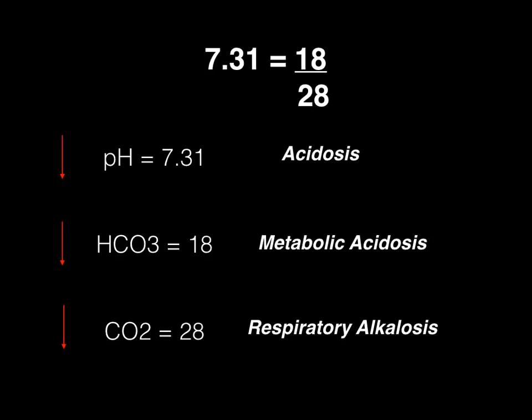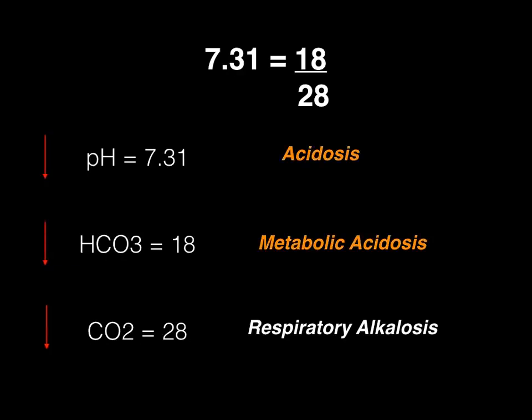So now we've named all three of these deviations from the normal values. We then have to decide what is our primary deficit? The way that you do this is you look at the pH. We've said that the pH is an acidosis. We then have to match that up with the numerator and the denominator and see which one is the acidosis. In this case, the only acidosis is our metabolic acidosis. So that matches the pH acidosis. And because they match, we know that the primary deficit is the metabolic acidosis.